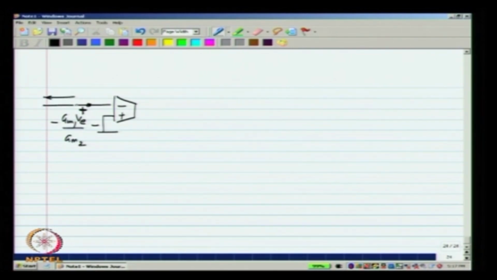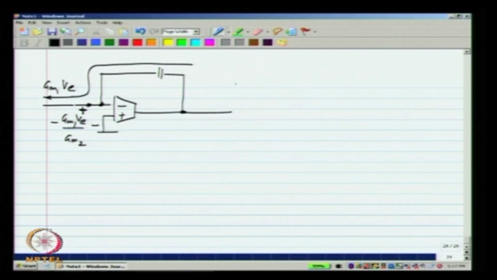That is the voltage that is developed there. This is Gm1 VE, and this branch, the capacitor, also carries a current Gm1 VE. Okay. So, I want the voltage to be the voltage across the capacitor plus an extra term, which is Gm1 by Gm2 times VE.